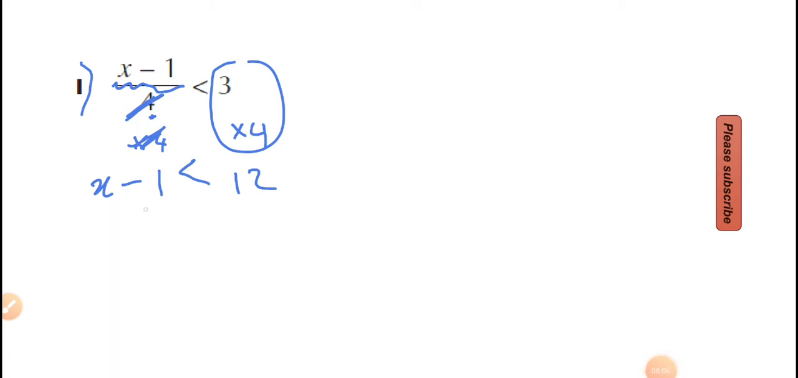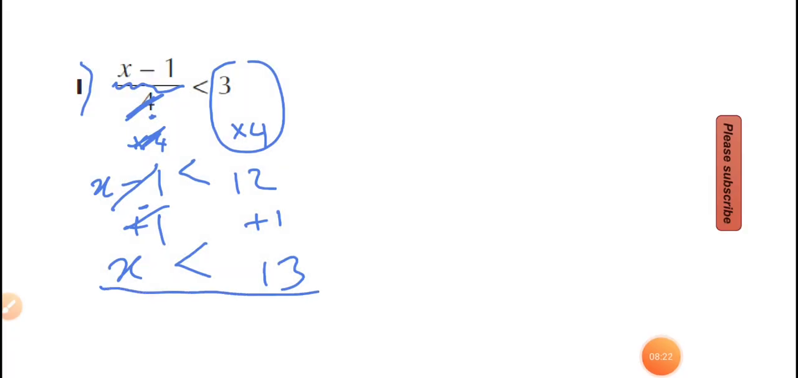So now to get the x on its own, we have to get rid of this minus 1. To do that, we have to add 1 to this side, we have to add 1 to this side. So now on the left hand side, the minus 1 and the add 1 cancel out, leaving just x, and on the right hand side, 12 add 1 is 13. Final answer is x has to be less than 13, and always substitute in to check.